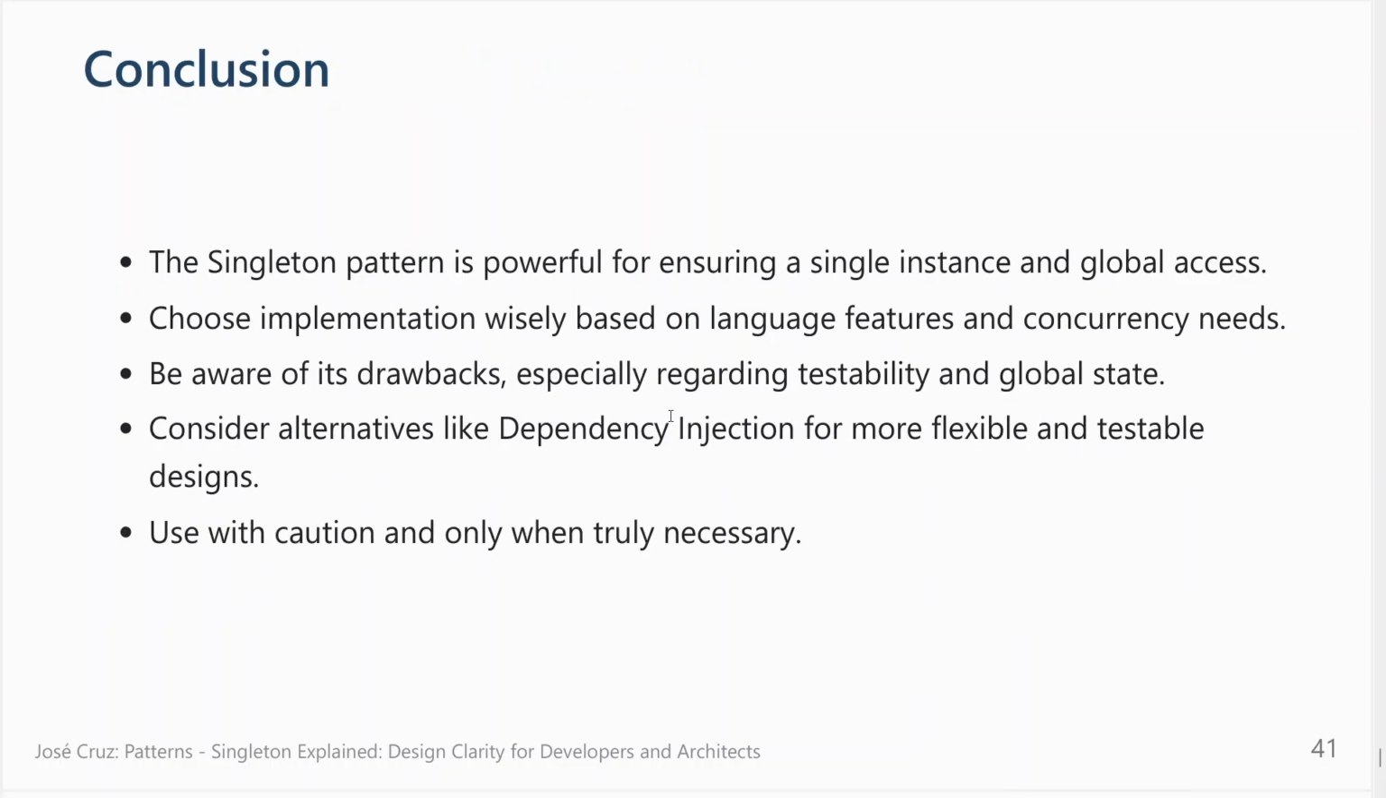So in conclusion, the singleton pattern is powerful to ensure a single instance. That's the main purpose. Choose the implementation wisely based on language features. We saw that Java and Python use completely different approaches to implement this pattern. Be aware of its drawbacks. Remember, always look at the business purpose and the most important factors when you are implementing your application, and check if you want to use a singleton.